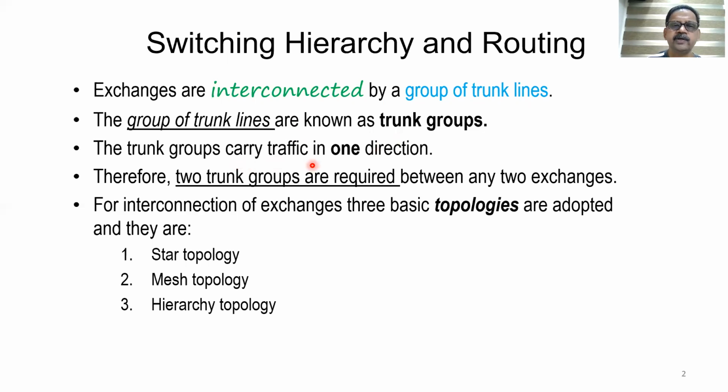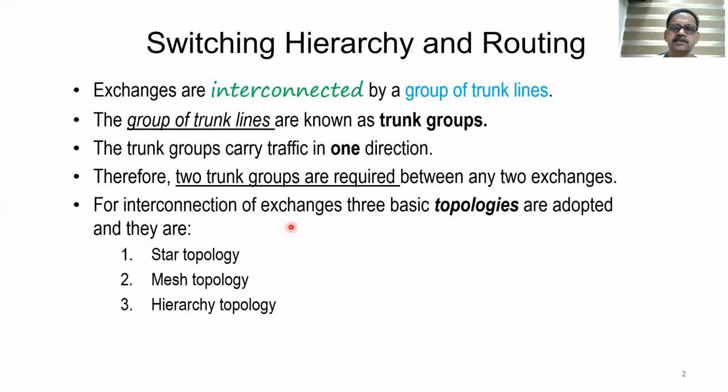The trunk groups carry traffic in one direction. That means if you have one trunk group between A and B, it can carry the traffic either from A to B or B to A. For both-way communication, you do require the other group. Therefore, two trunk groups are required between any two exchanges. With reference to A, if you consider one trunk group as A to B, or outgoing from A, there should be another group which is B to A, or incoming to exchange A.